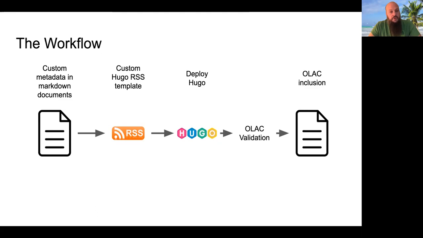So then I created a custom Hugo RSS template. This basically says, create a special RSS feed using particular elements from my metadata in the header of my documents. Then I use the standard Hugo deploy workflow. It generates all the HTML on my computer, and then I push it out to GitHub, and I host on GitHub. It's free.